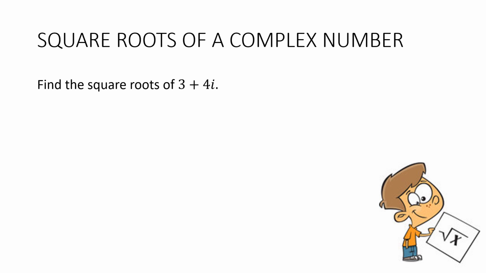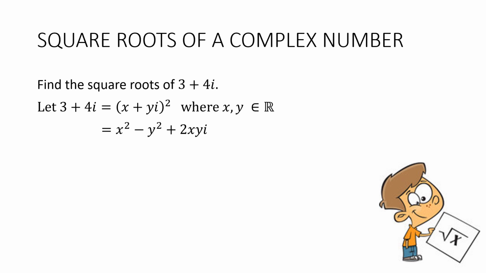So we saw before how to find the square of a complex number. We also need to find the square roots. Let's look at this example. Find the square roots of 3 plus 4i. So I'm going to start by letting 3 plus 4i equal (x plus yi) all squared, and x and y are both real numbers. Now expanding that out, we're going to equate the real and the imaginary parts, and we get two equations. x squared minus y squared is equal to 3, and 2xy is equal to 4.